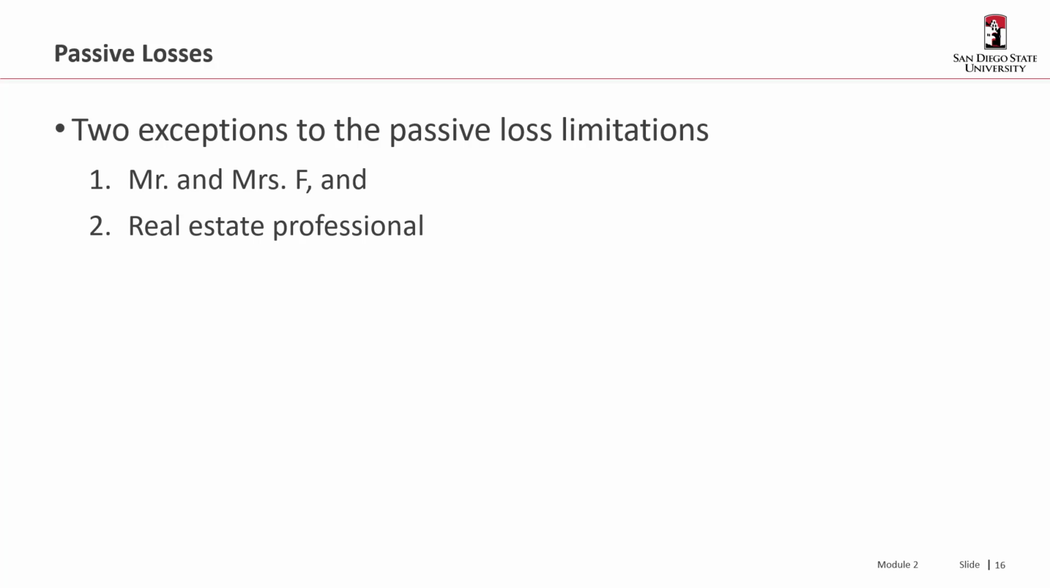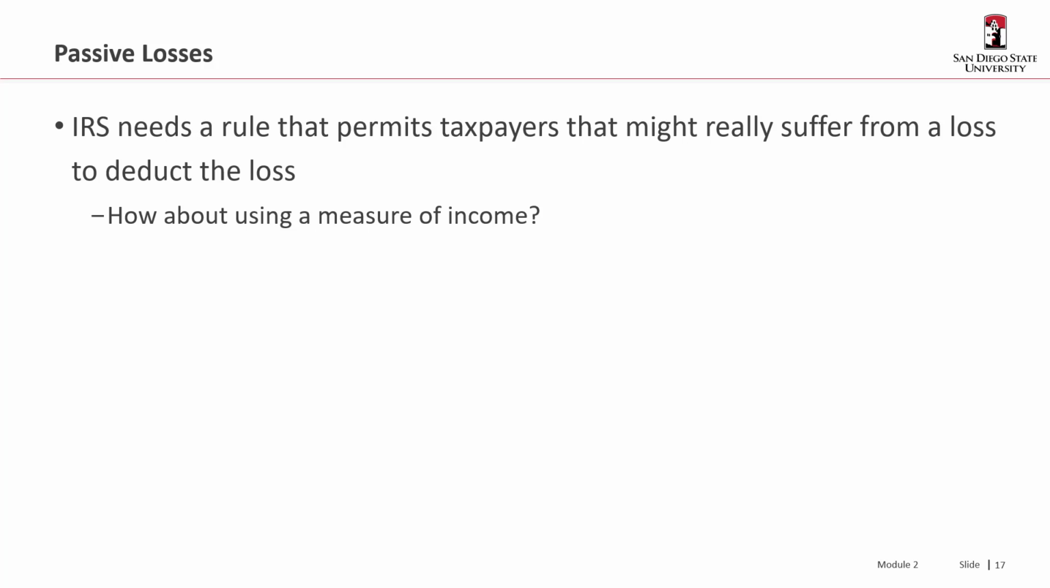Okay, so what we've done is Congress has created two exceptions to the passive loss limitation rules. And let's just refer to the first one as Mr. and Mrs. F limitation. Now, that's clearly not the technical name for it. And we'll call the other one the real estate professional exception. So the IRS needs a rule that permits taxpayers that would really suffer from a loss to deduct the loss. Okay, so how do we measure taxpayers that would really suffer a loss?